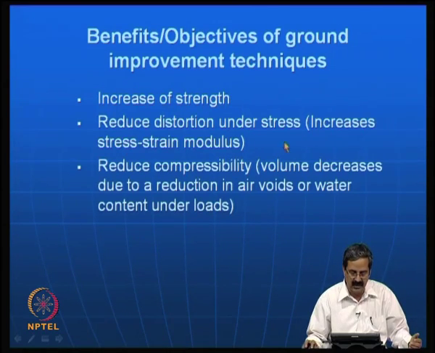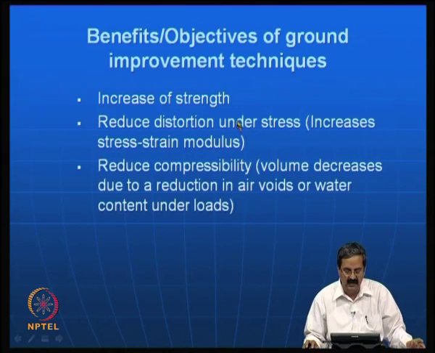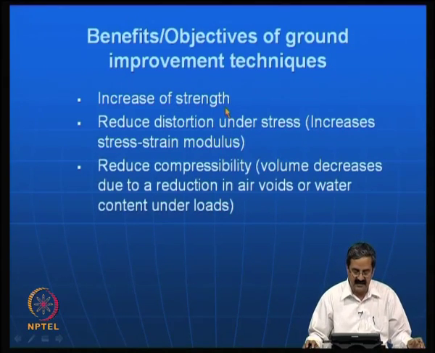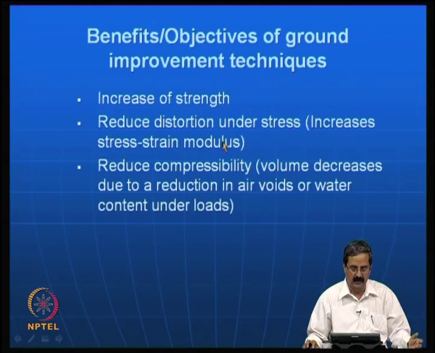Then reduced distortion under stress. The tilt of the building is called distortion. So the increase of shear strength and the reduction in distortion come from the stress-strain modulus of the improved soil. You need to conduct tests on the improved soil and measure its stress-strain modulus.